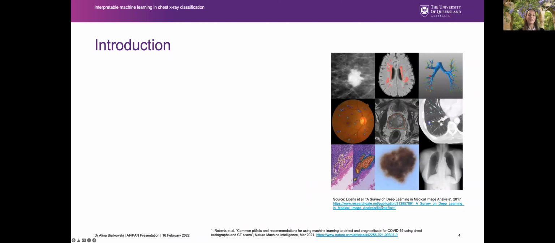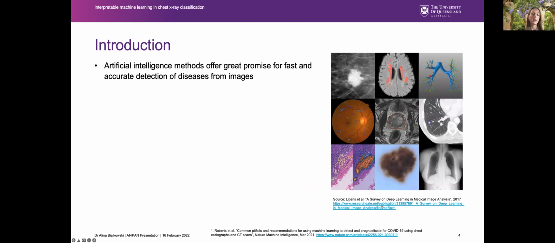Now moving towards medical imaging, we've had a lot of success with AI methods, and they offer great promise for improving the speed as well as the accuracy of detection of diseases from images. On the right of the slide, you can see a couple of examples of where artificial intelligence methods like computer vision and machine learning have been applied in medical imaging. For example, detecting masses in mammograms, detecting lesions in the brain, looking at leak detection in the airways of the lungs, looking at the retina and detecting any kind of abnormalities, and so on.